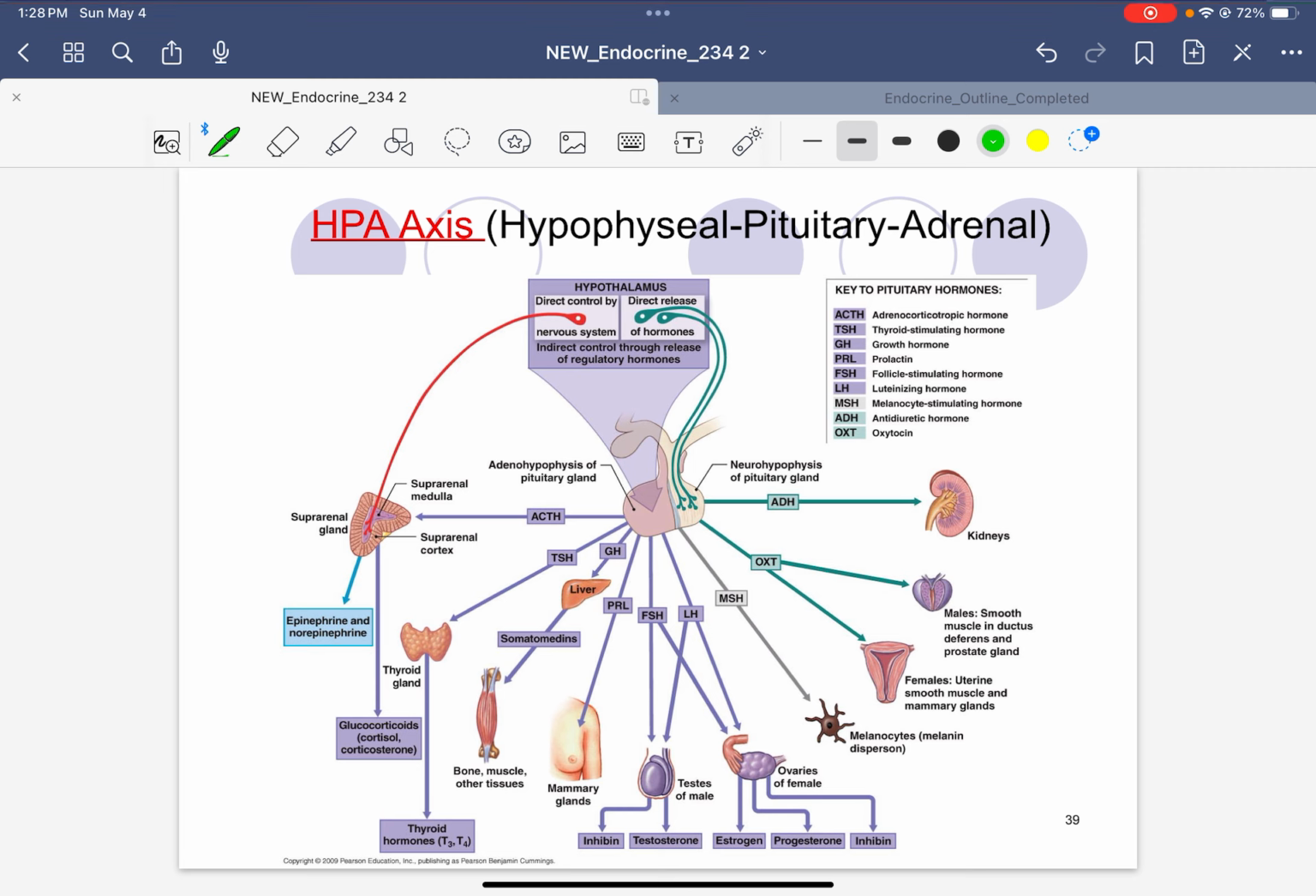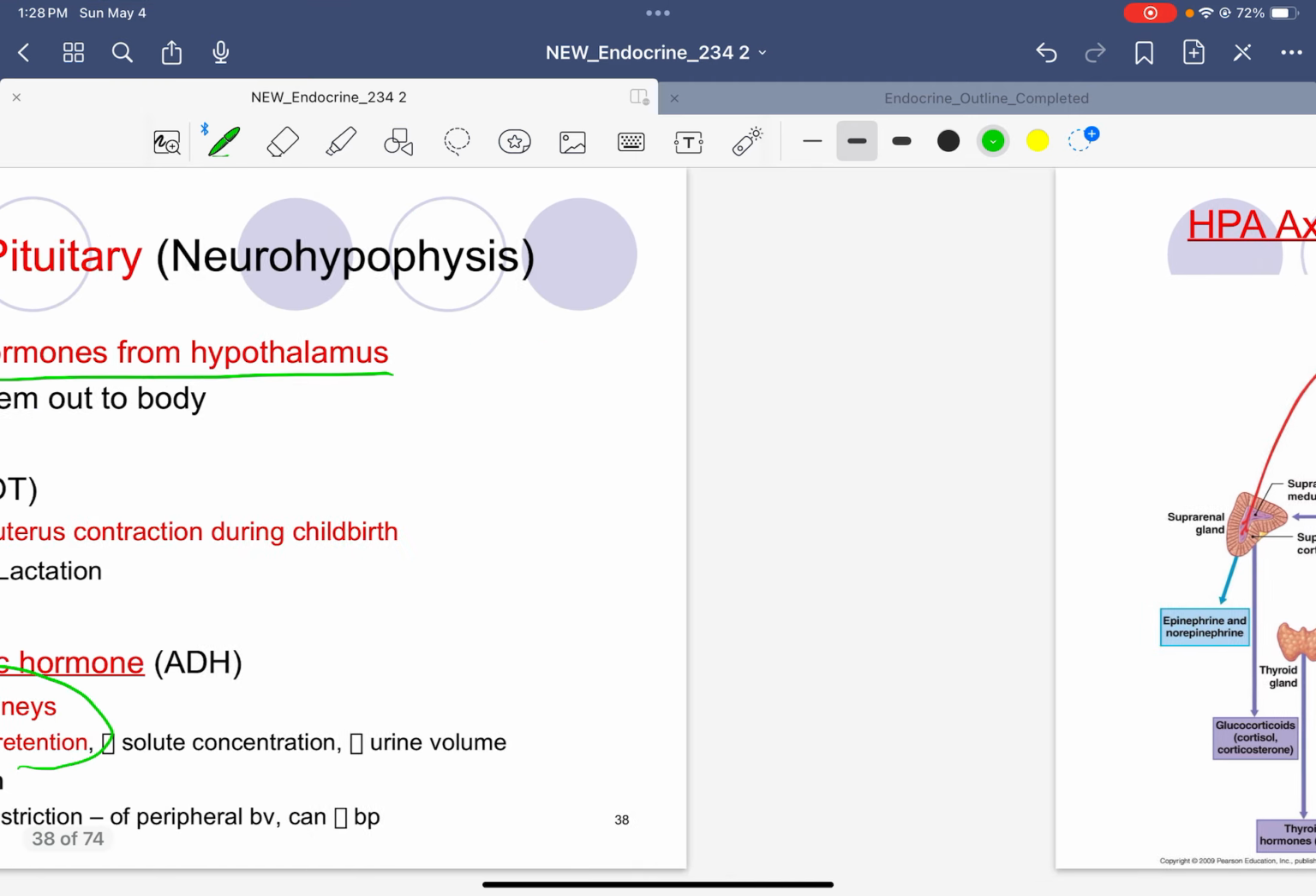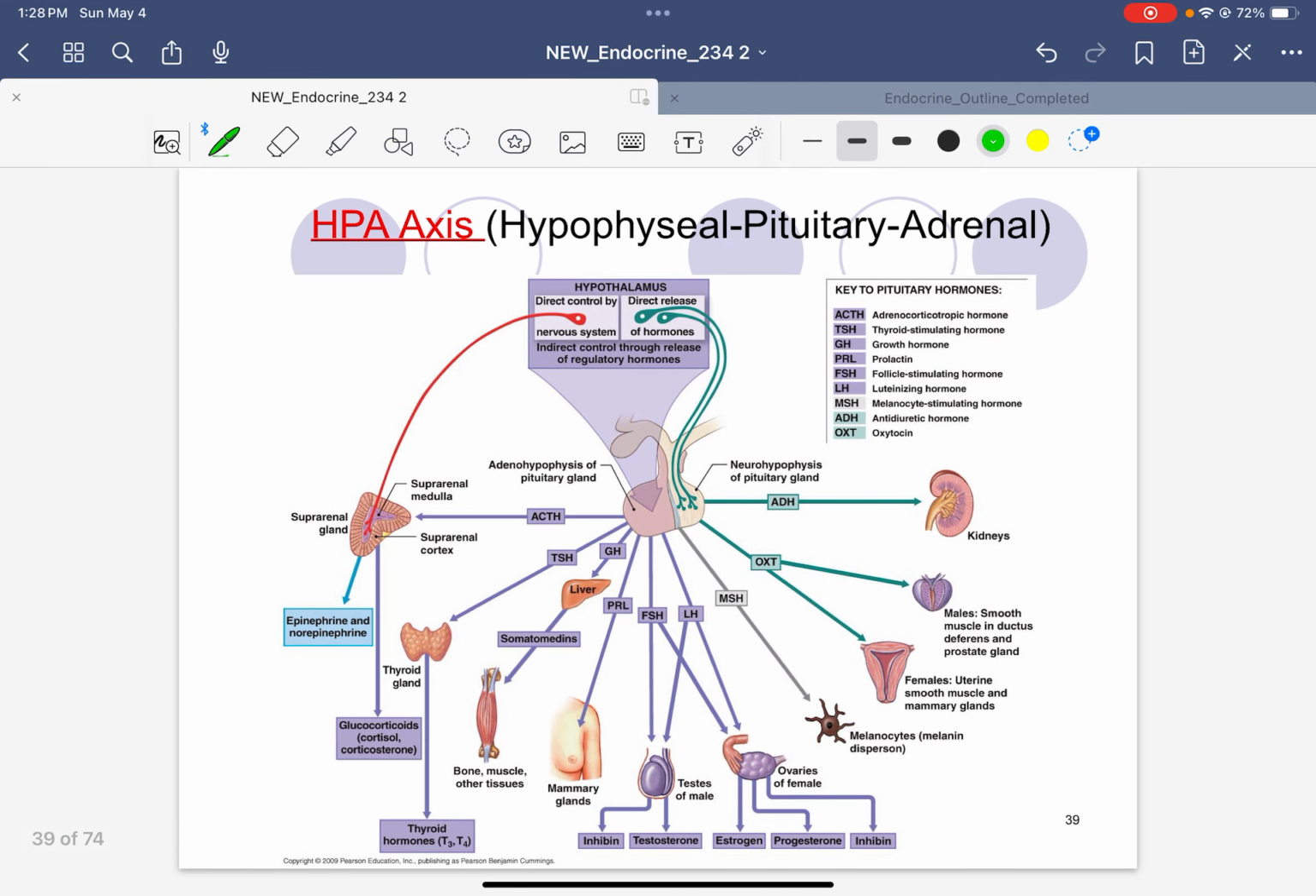Look at the far-reaching effects of the hypothalamus and pituitary glands. You don't have to know this chart. You just have to be able to match up a hormone and the function. But I just want to show you. It's so important it has its own name: the HPA axis, hypophyseal pituitary adrenal axis.